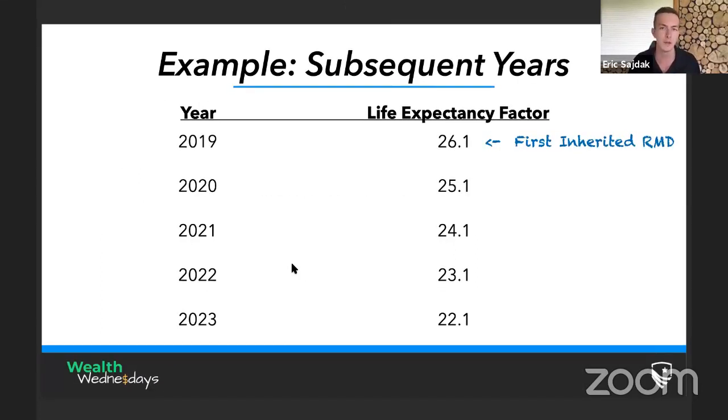What about all subsequent years? So her first inherited RMD, the life expectancy factor was 26.1. Well, you essentially reduce it by 1 for every subsequent year. The idea being by the time you get, let's say 26 years later, you're essentially supposed to be withdrawing that entire account. Again, this is a weird ripple that you decrease it by 1. Again, these are the confusing old rules that they have.